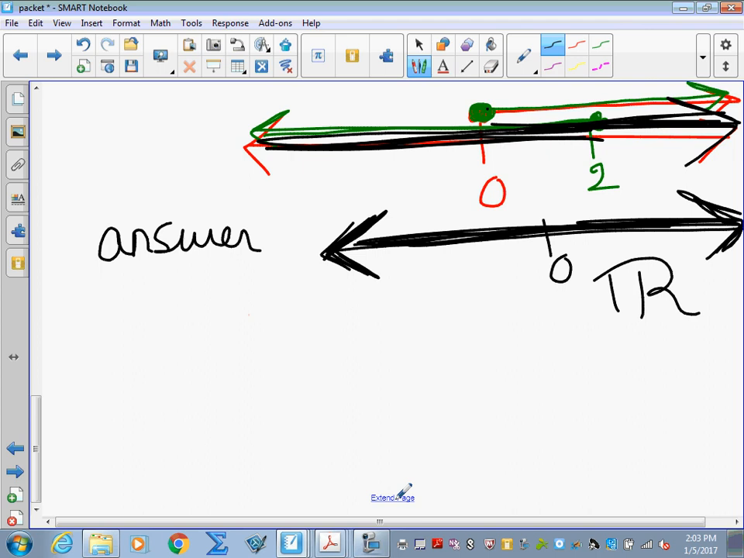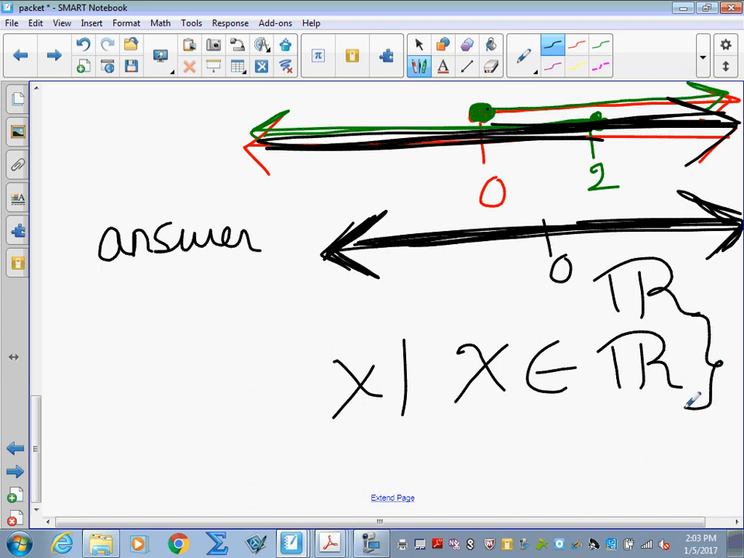Okay, now how do you write that in set builder? Who remembers? X such that X is an element of all reals. Yes. So that would be the entire number line, because one is covering everything to the left, the other one's covering everything to the right. That's the entire number line. Okay, so that's one of those other exceptions that you could run across. I want you to know that.